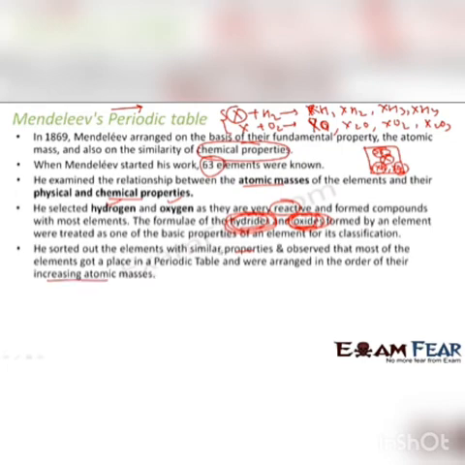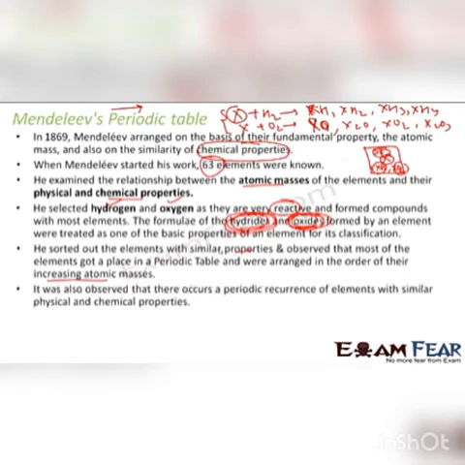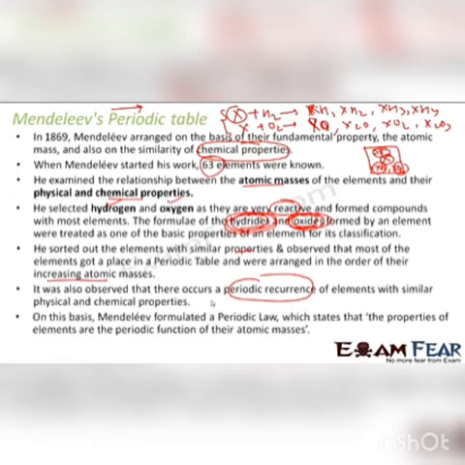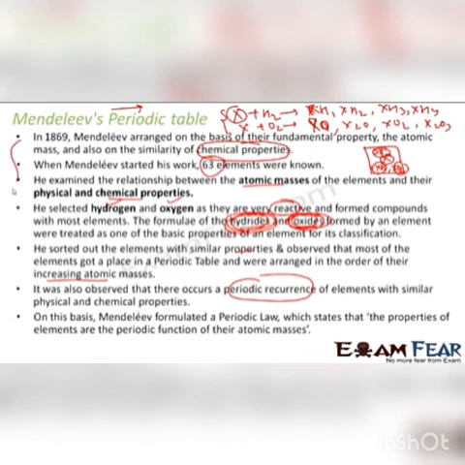So he was able to arrange them, correct? And he also observed the periodic recurrence of elements with similar physical and chemical properties. That's what Newlands had observed. He also observed it here, correct? And on the basis of all these experiments he did, he gave a periodic law, right? And he stated that the properties of the elements are a periodic function of the atomic mass. This is the law he gave.